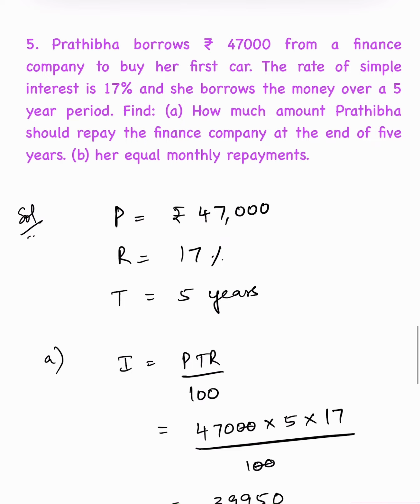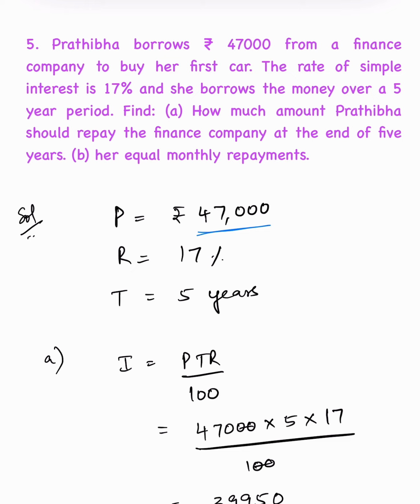Pratibha borrows rupees 47,000 from a finance company to buy her first car. The rate of simple interest is 17% and she borrows the money over a 5-year period. Find how much amount Pratibha should repay the finance company at the end of 5 years and her equal monthly repayments. Here P is 47,000 because this is the amount borrowed.